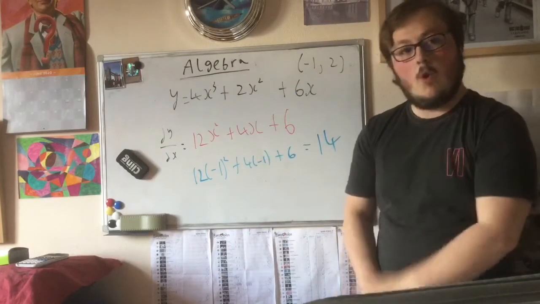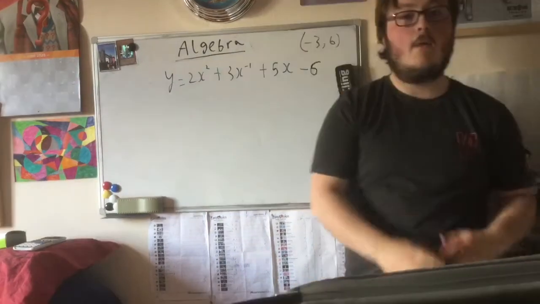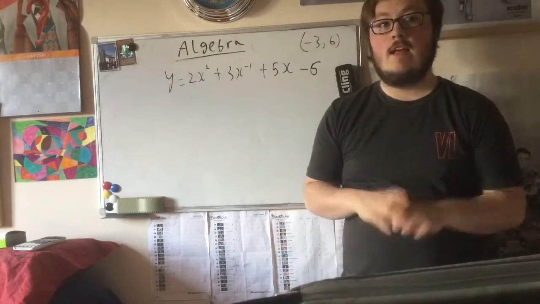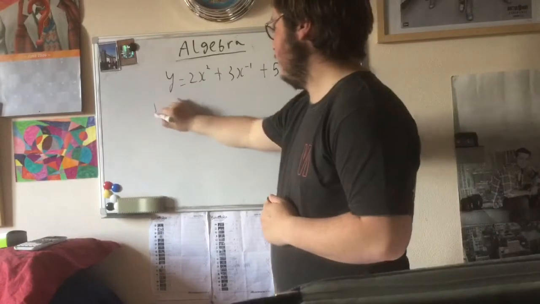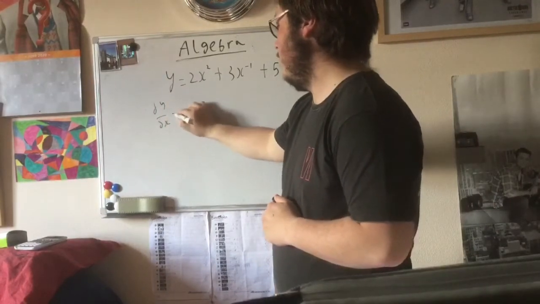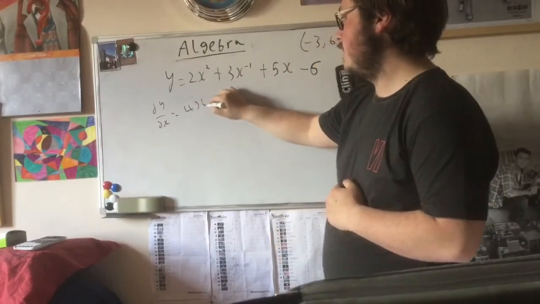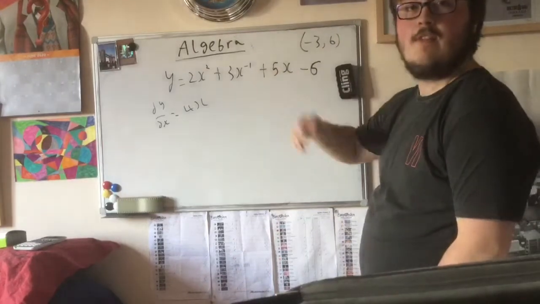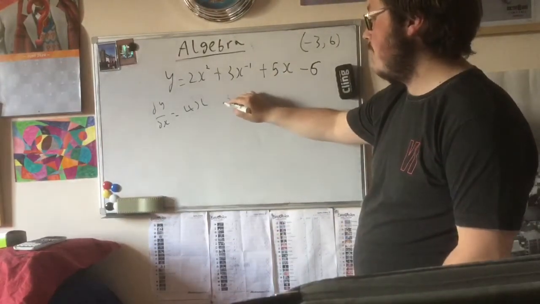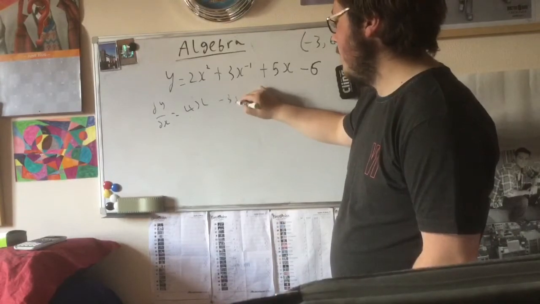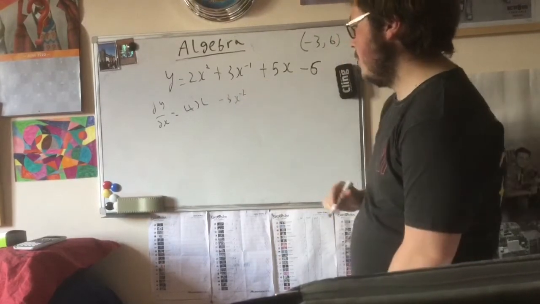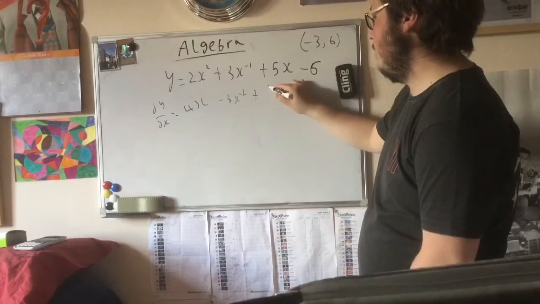Let's do one more before our challenge. Now I have this equation here. Let's differentiate it. So we write dy over dx, and this becomes 4x. This becomes, well, because it's the power of negative 1, it's negative 3 times x to the power of negative 2, plus 5.